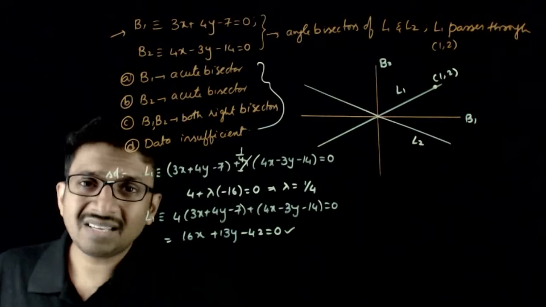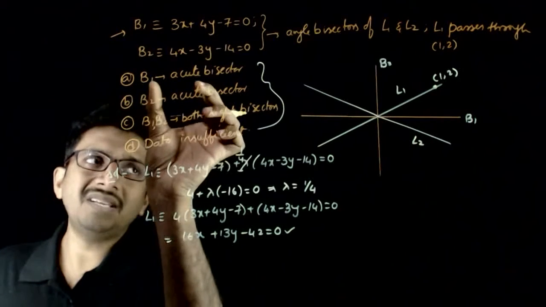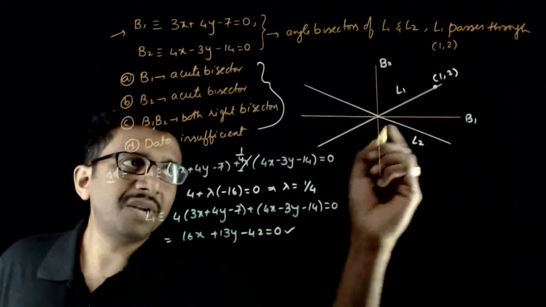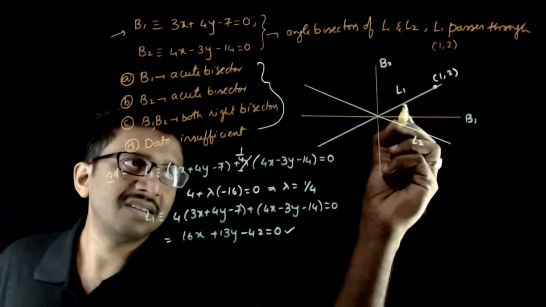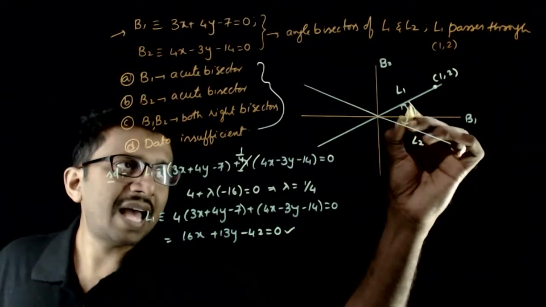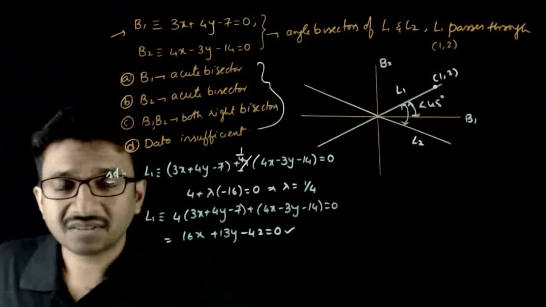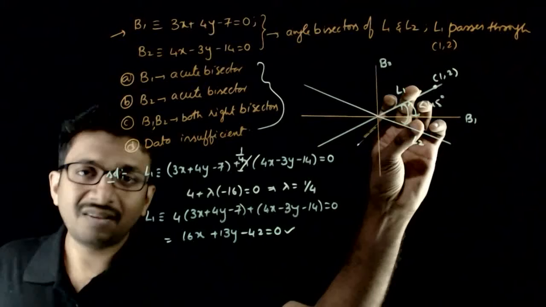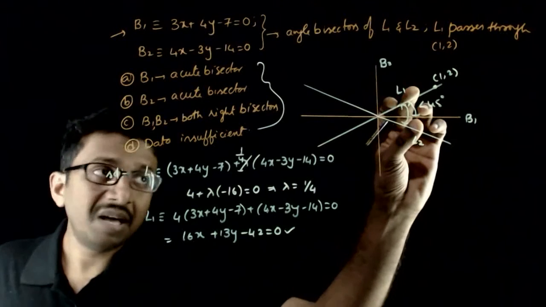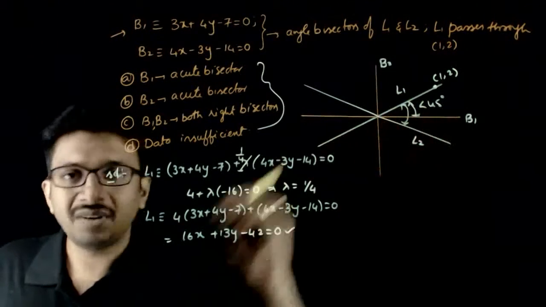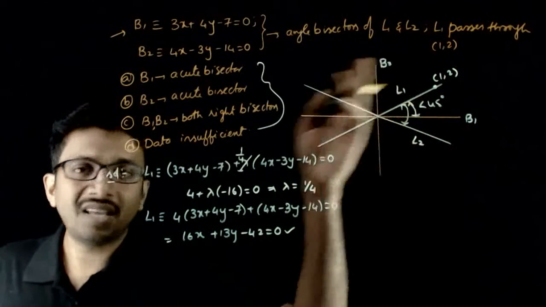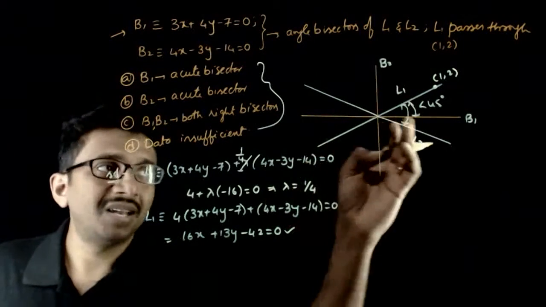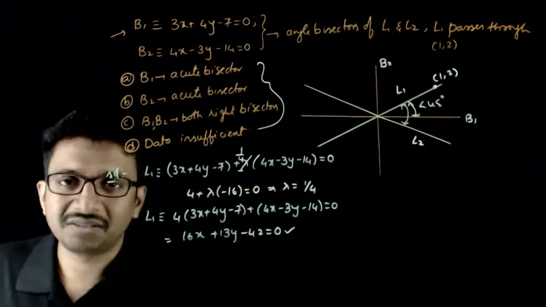Now, can I find whether B1 is the acute angle bisector or B2 is the acute angle bisector? If B1 is the acute angle bisector, that means this angle is less than 90, so this angle has to be less than 45 magnitude wise. So let me find the value of tan theta. If the magnitude of tan theta is less than 1, then B1 is the acute angle bisector. If it is greater than 1, then B2 is the acute angle bisector. If it is exactly equal to 1, then B1 and B2 are both right angle bisectors.